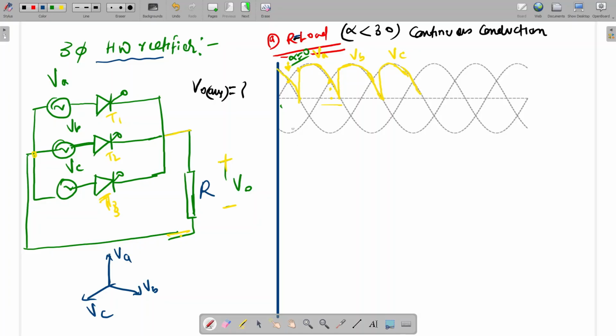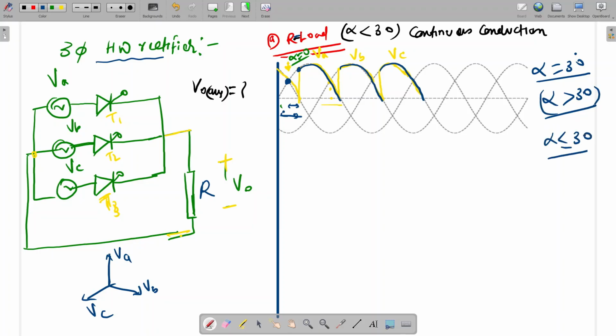So alpha equal to 30 degrees means this total here to here is 60, and here to here it is 30. So this point is the reference. Accordingly, here it will pick VA voltage from here to here, and similarly here this is VB and this is VC. Is it clear? This is the waveform for alpha equal to 30 degrees. If we go to alpha greater than 30, it will be discontinuous conduction. Alpha less than or equal to 30, it will be continuous. Is it clear? Otherwise, I will explain again.